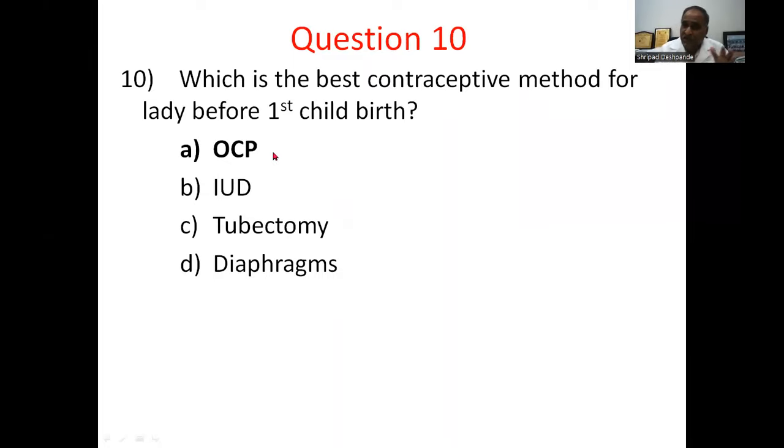I have not referenced any of the books here, because these are not mentioned in the textbooks of physiology. Maybe your community medicine or even your obstetrics and gynecology department would be able to tell you more when you go to the clinical side.